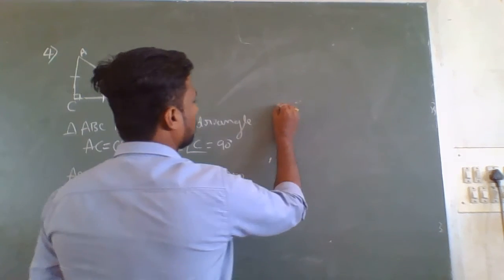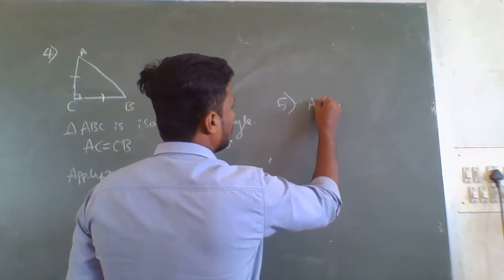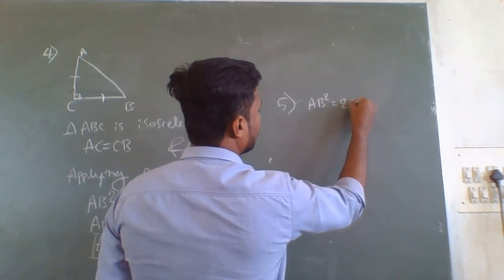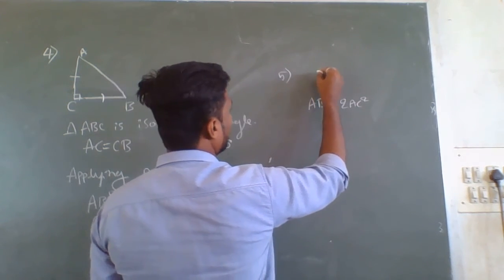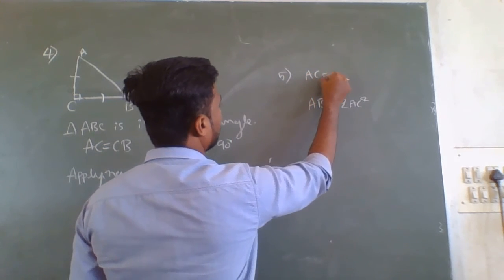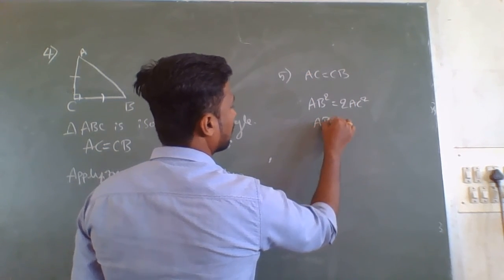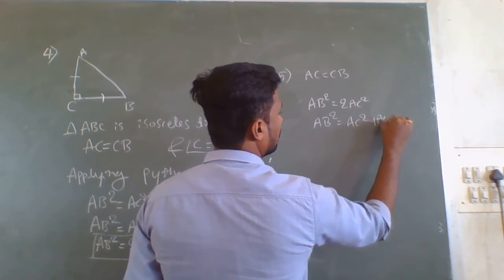Therefore, for fifth problem, consider the same triangle or diagram. And here also angle C is 90 degree only, and here also this is also right angle triangle in fifth problem. Therefore AC is equal to CB they have given, and again they have given AB square is equal to 2AC square, and triangle ABC is a right angle triangle, isosceles triangle where AC is equal to CB they have given. And here we can consider AB square is equal to 2AC square means AC square plus AC square.